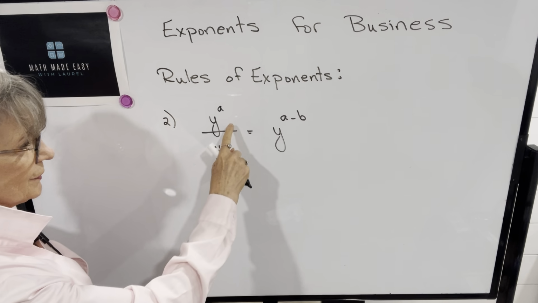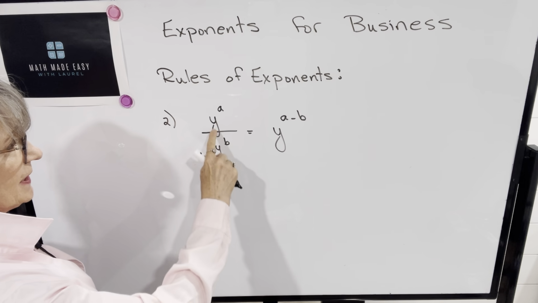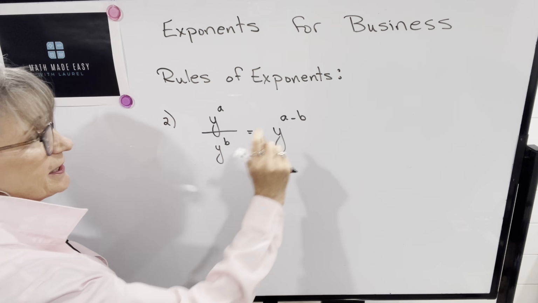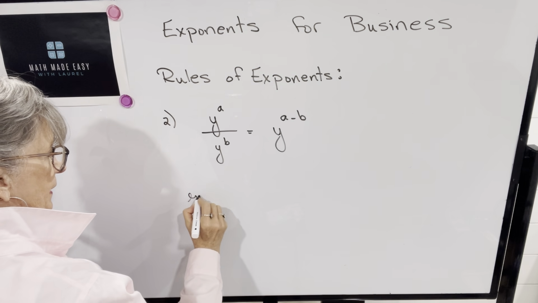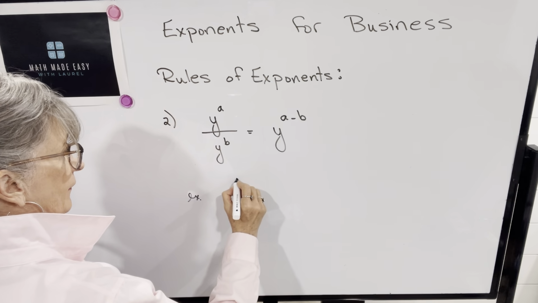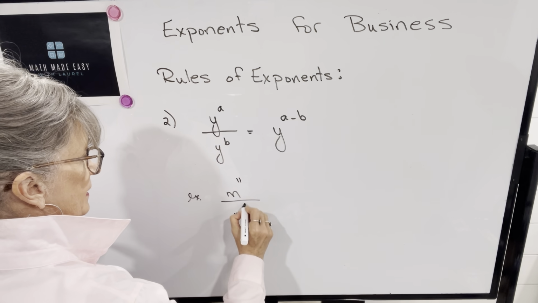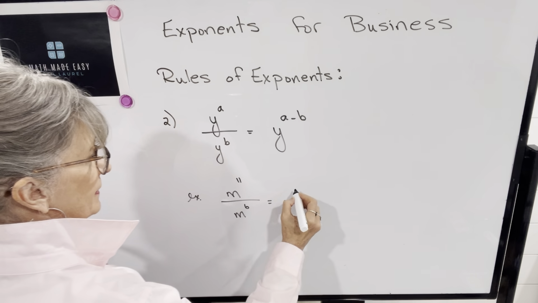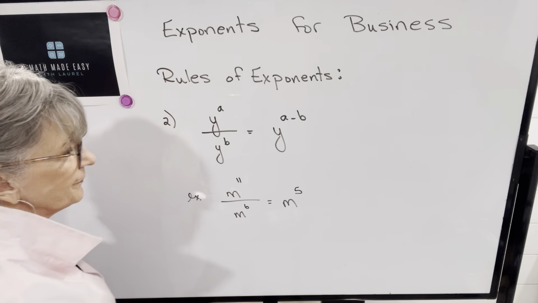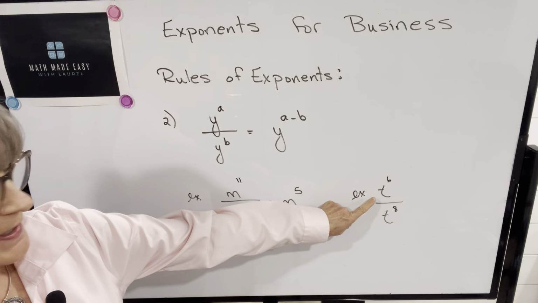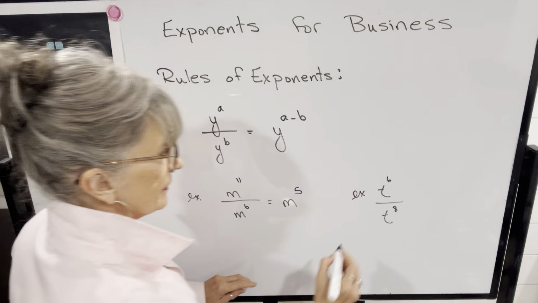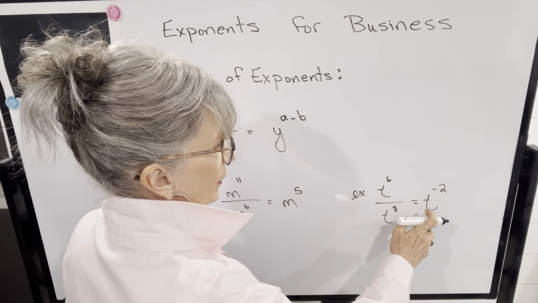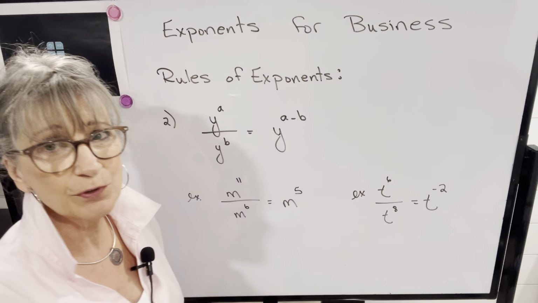The second rule deals with the quotient of two powers that have the same base. So y to the a divided by y to the b will be equal to y to the a minus b. For example, if I had m to the 11th divided by m to the 6th, that would be equal to m to the 11 minus 6, which would be 5. If you had this example, t to the 6th divided by t to the 8th, that would be equal to t to the 6 minus 8, which is negative 2. And we're going to define what a negative exponent is in just a few minutes.